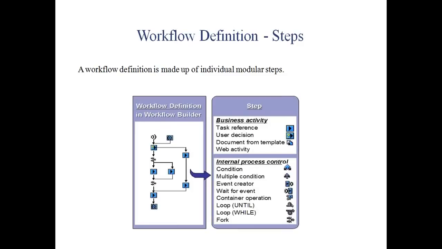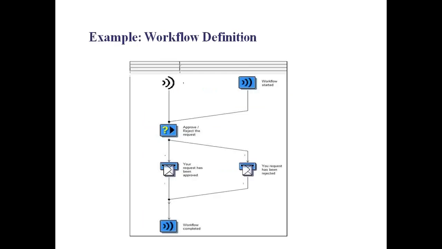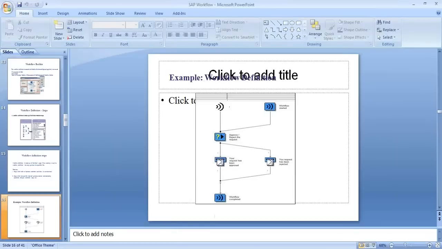Next, this workflow definition has steps, which can be divided into two categories. First one is business activity and the second one is internal process control. In business activity, we have task reference, user decision, document with template, web activity, and in internal process control we have condition, multiple condition, loop, while. All these steps will be discussed in detail in regular classes, and with the help of these steps we actually design our workflow.